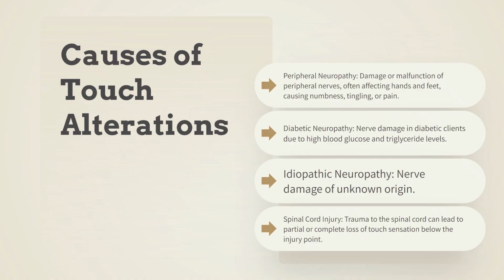Causes of alterations: that peripheral neuropathy I mentioned usually is caused by diabetes, but it can be caused by other issues. It's the damage of those peripheral nerves, affects the hands and feet, and causes numbness, tingling, or pain. They may have severe pain that has no known reason other than that nerve damage. Diabetic neuropathy is that nerve damage because their blood glucose is super high, and triglycerides, which are one of the cholesterols, are actually considered sugar based.